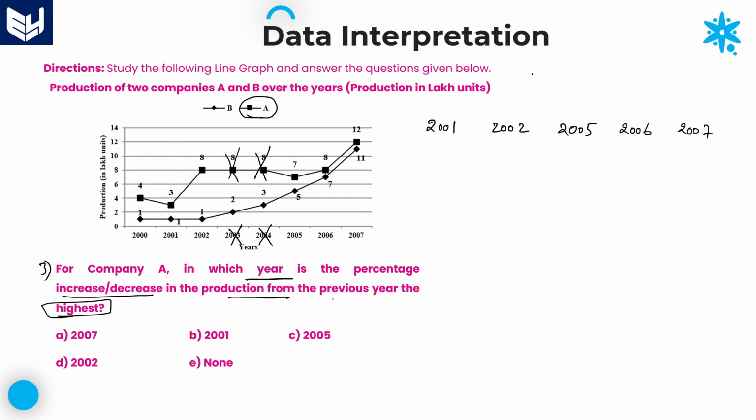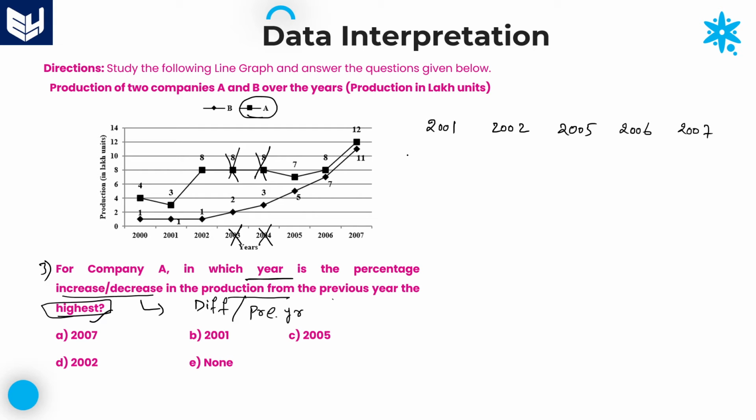So how can you calculate whether it is percentage increment or decrement? That is nothing but the difference between those 2 years divided by the previous year value. That is the way of calculating percentage increment or decrement. After taking all the values, you need to calculate which one is the highest. We need to take the highest value among those 5 values.